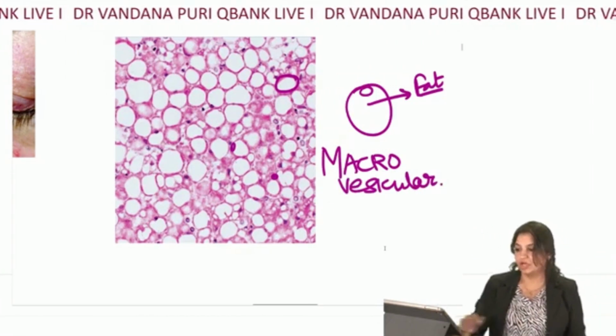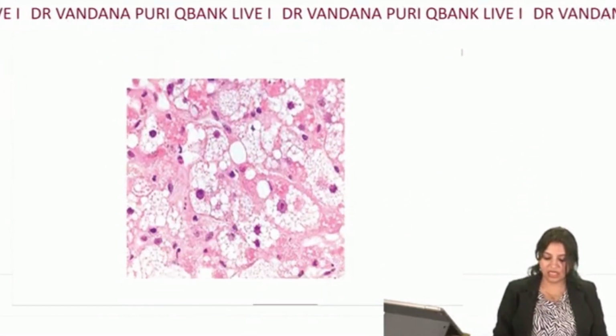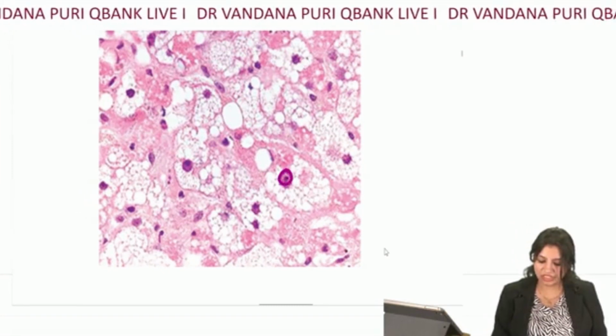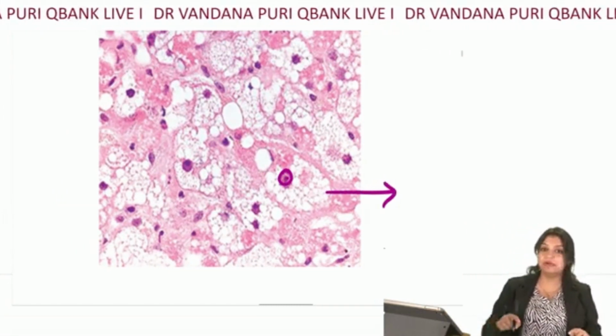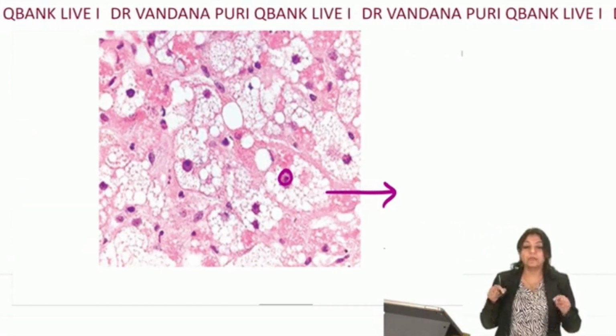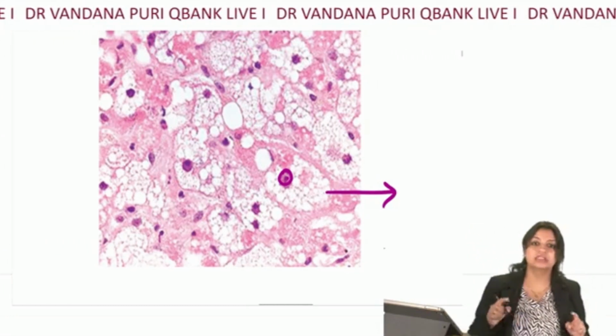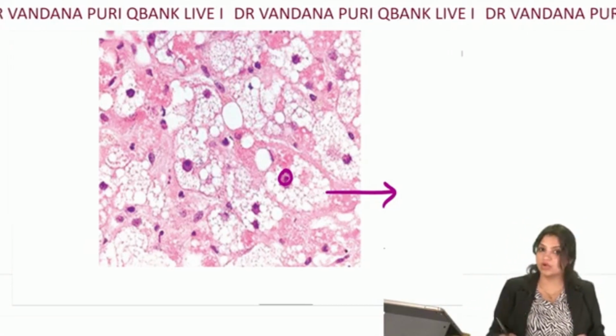Macrovesicular steatosis. And in contrast, look at this steatosis. What is this? Here the nucleus is always in the center, and there are small lipid vacuoles all around. So what is this? Microvesicular steatosis. This is microvesicular steatosis. So macro and micro.